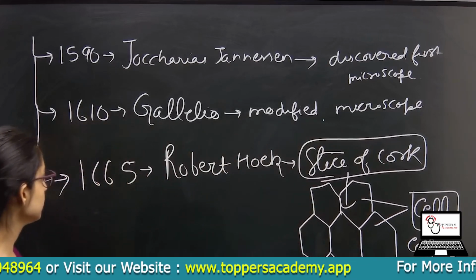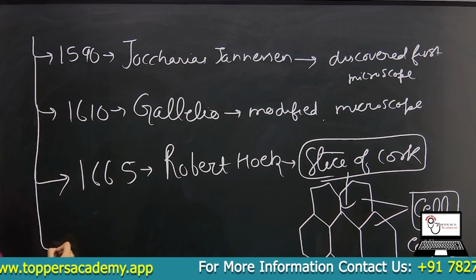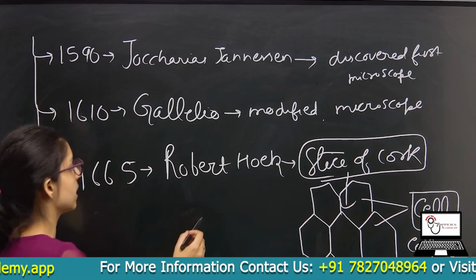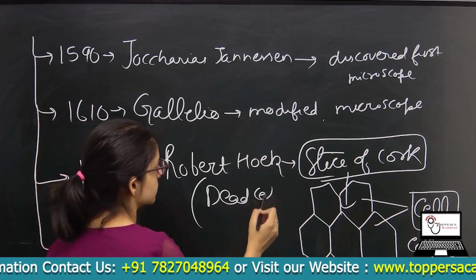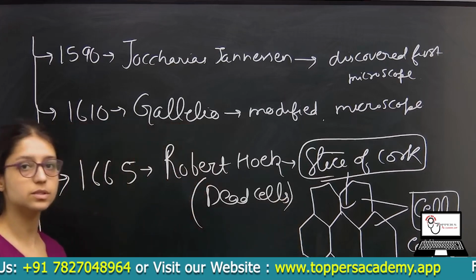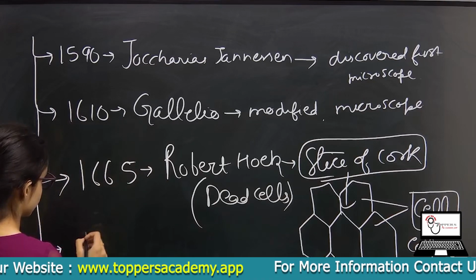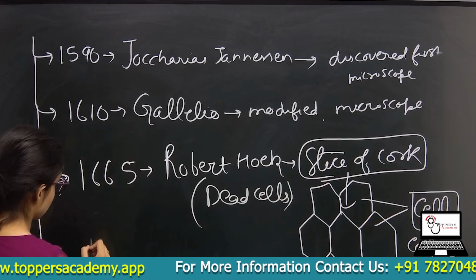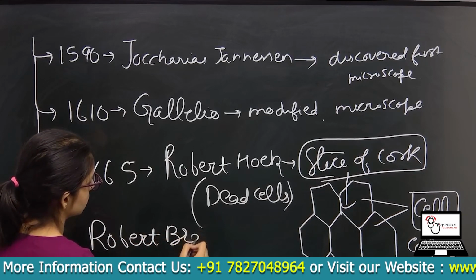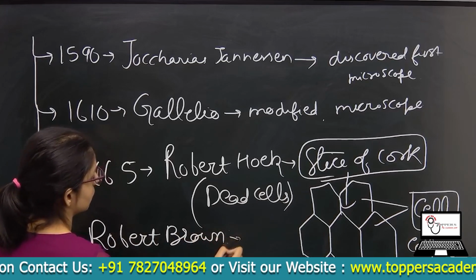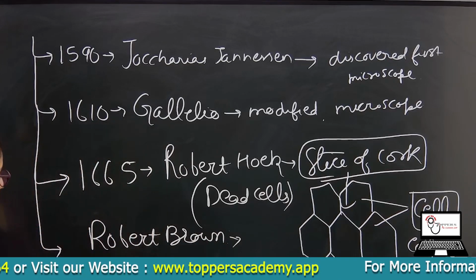Okay. But these cells are dead cells. Why are they dead cells? Because the cork is dead. Another scientist came, Robert Brown. He observed the nucleus.